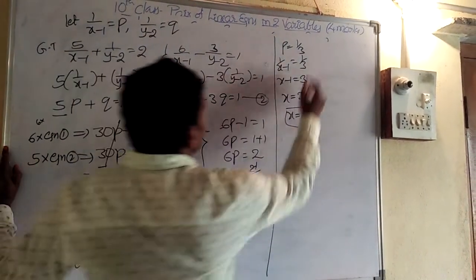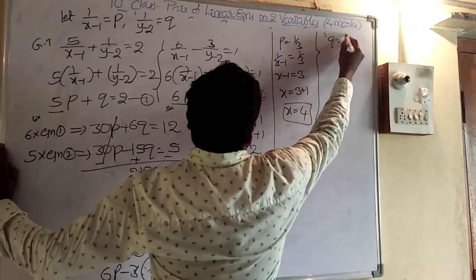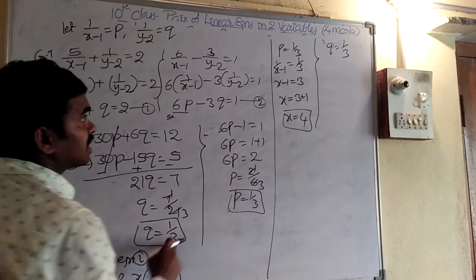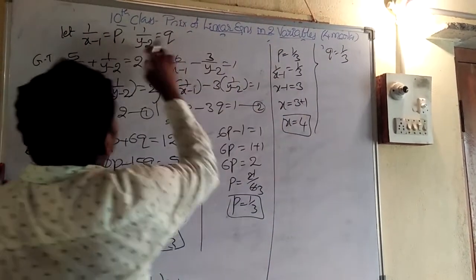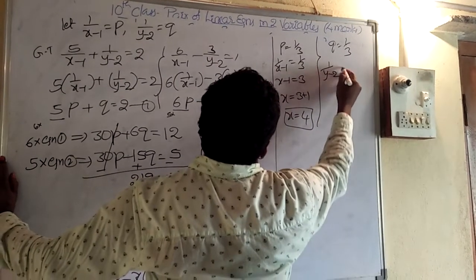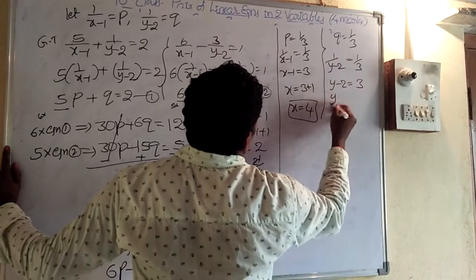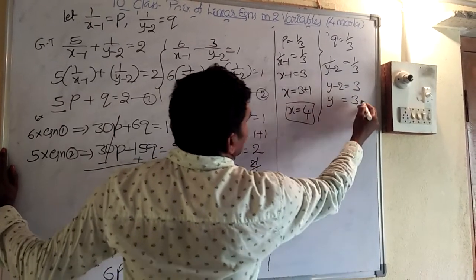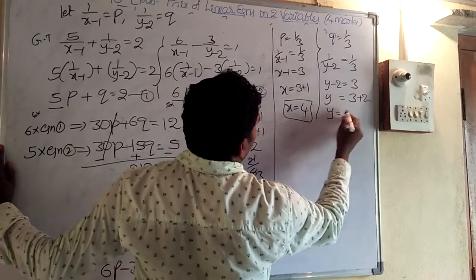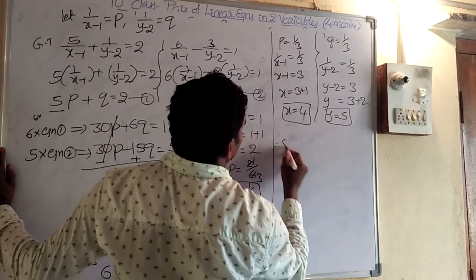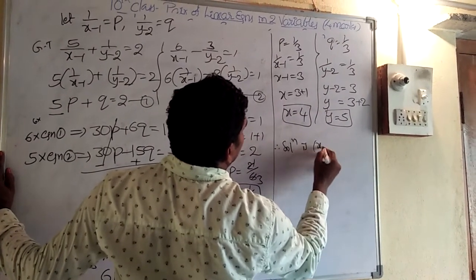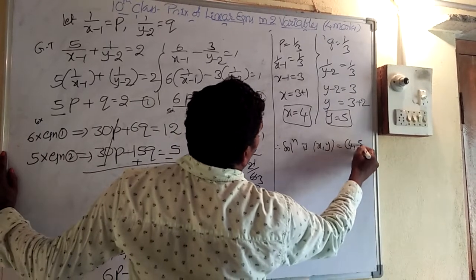And similarly take q. What is the q value? 1 by 3. q means what? 1 by y minus 2. 1 by y minus 2 equal to 1 by 3. Taking reciprocals, y minus 2 equal to 3. And y equal to 3, minus 2 sent to the right side becomes plus 2. So y equal to 5. Therefore the solution is x comma y equal to 4 comma 5.